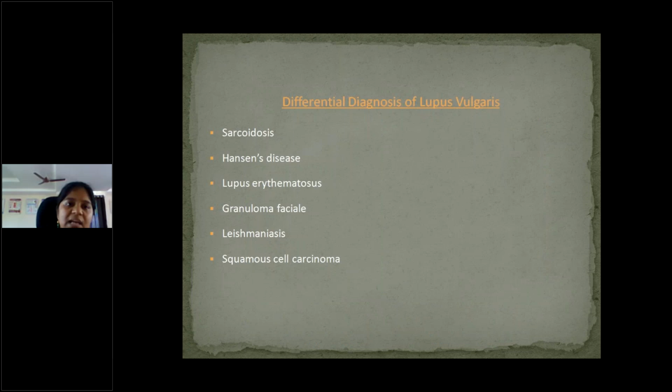Differential diagnosis: sarcoidosis, because of apple jelly nodules. That is one more characteristic feature in sarcoidosis, so that is a close differential diagnosis. And the destruction of cartilage and bone, as we know, Hansen's disease, leprosy also, will be present in the nose. So Hansen's also should be considered always.